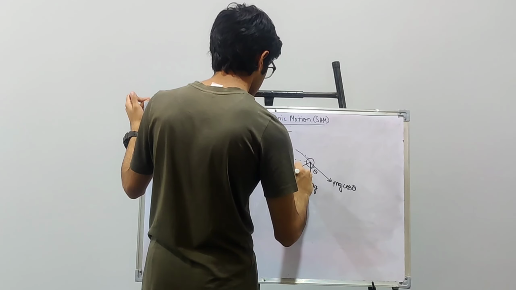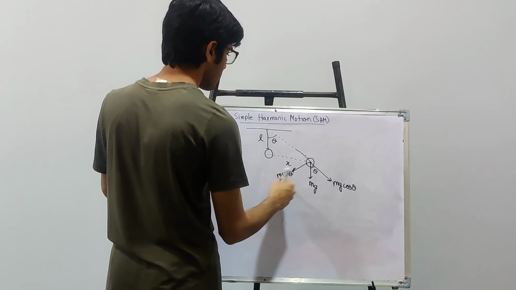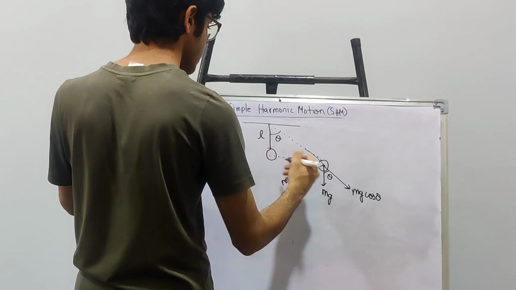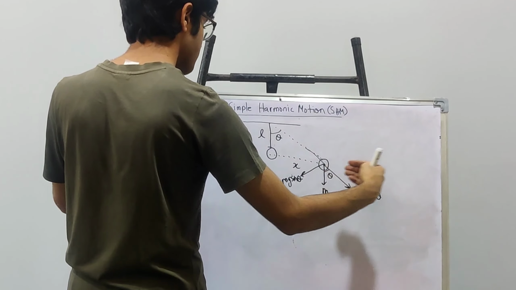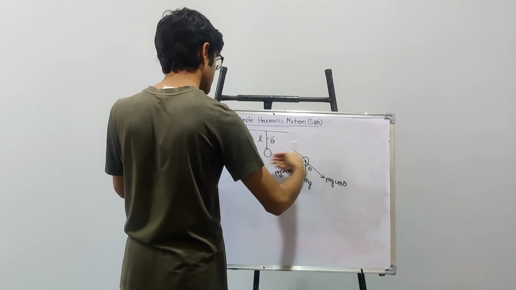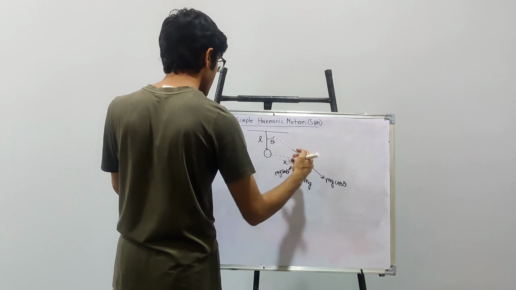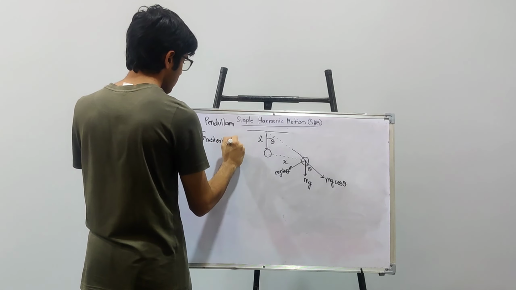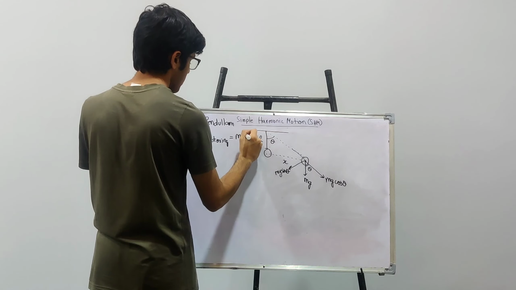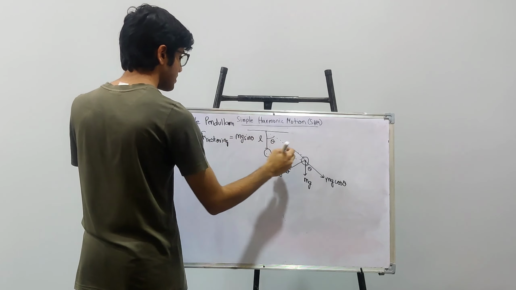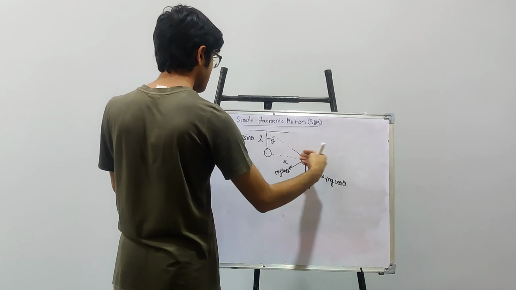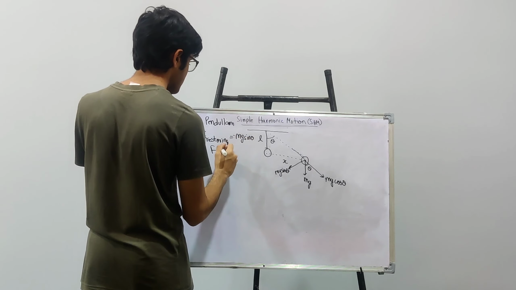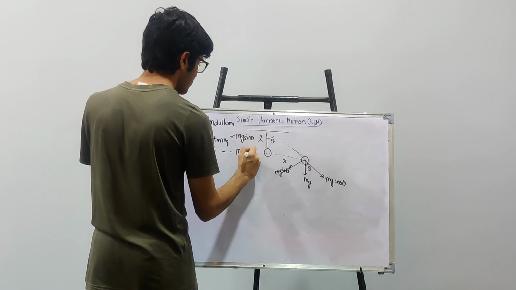mg sin theta. So we can see that the restoring force is actually mg sin theta, the force which pulls it back towards its mean position. This is the extreme position. The force which pulls it back towards its mean position is actually mg sin theta. So basically the restoring force is mg sin theta. And since it is pulling it back towards its mean position, F restoring will be with a negative sign. So it is minus of mg sin theta.